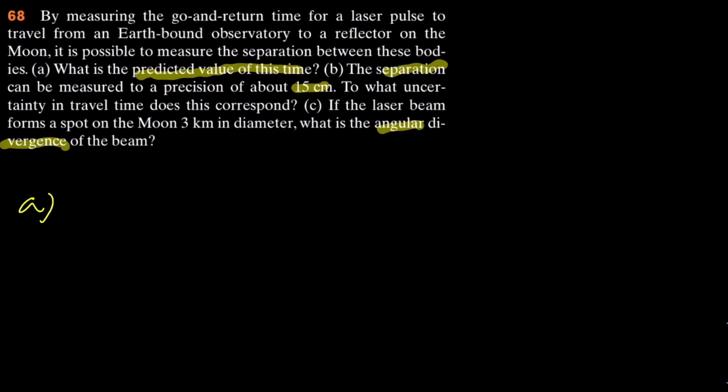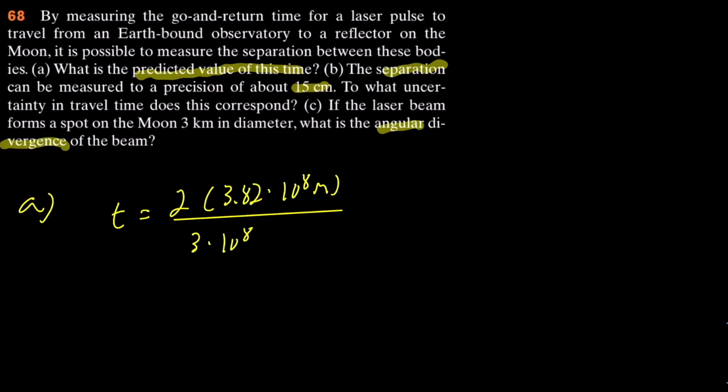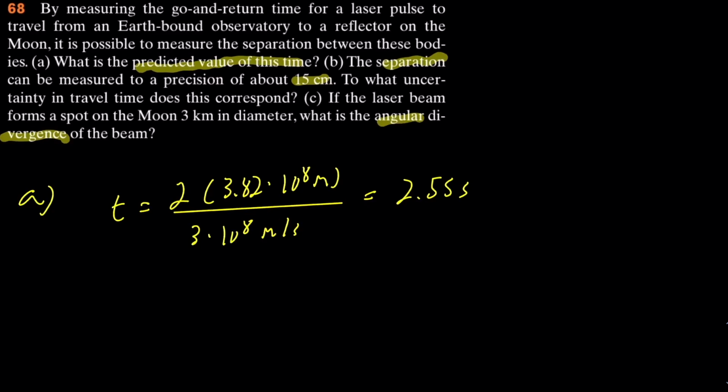So part A wants to know the predicted value of this time for a laser to go from Earth to the moon. If you refer to the appendix in your textbook, the distance between the moon and the Earth is 3.82 times 10 to the 8 meters, at least approximately. And the speed of light, as we should all know, is 3 times 10 to the 8 meters per second. This is approximately 2.55 seconds. Don't believe me? Work out the math.